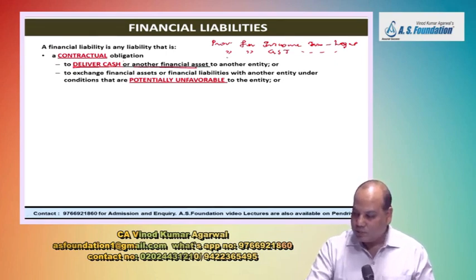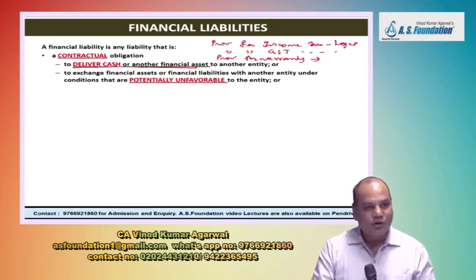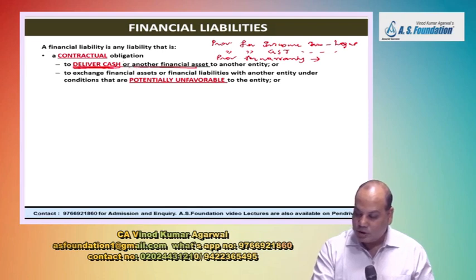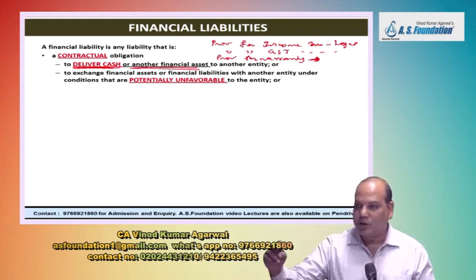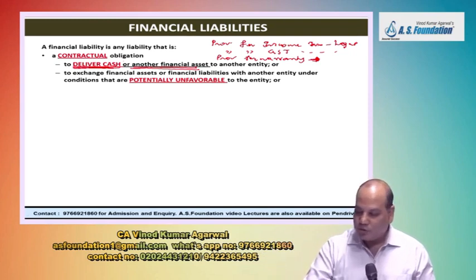Now the question is whether provision for warranty, when I sell the goods and I give warranty, is it a financial liability? Is it an obligation to deliver cash or another financial asset? No. If the product has some manufacturing problem, the company would replace it, repair it, rectify it. So it does not deliver cash or another financial asset.